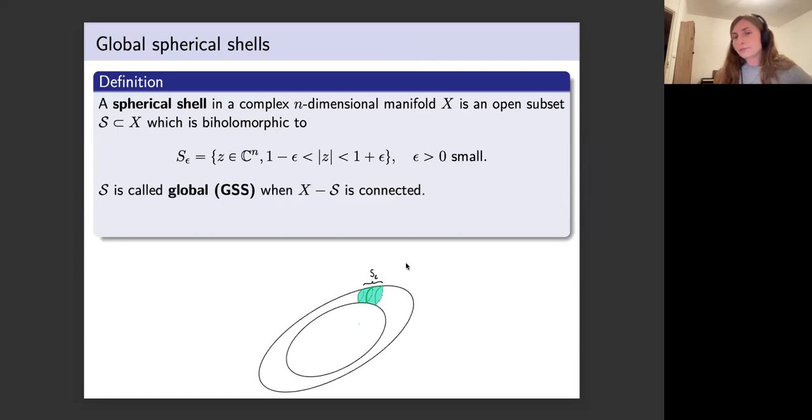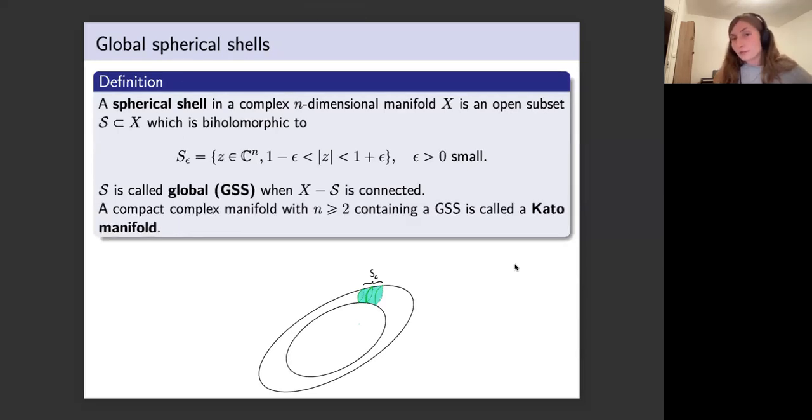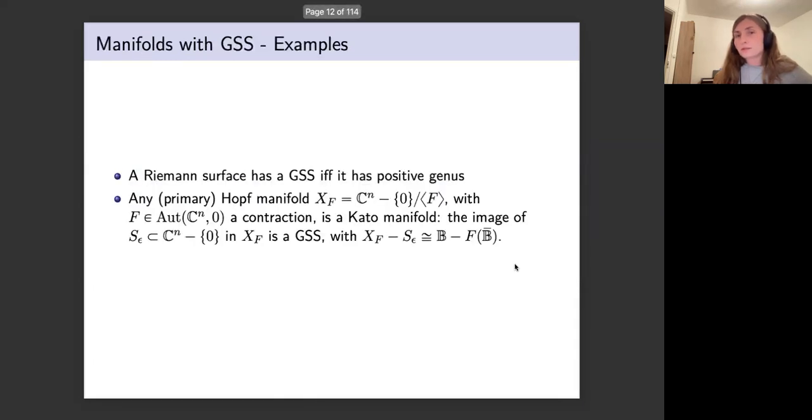In particular, you can think of a torus, for instance, and then any small neighborhood of the circle will be a spherical shell. Or more generally, any Riemann surface with positive genus. But usually we are not interested in dimension 1, rather in dimension 2 or more, because that's when different things start to hold. And such manifolds, containing a global spherical shell, are called Kato manifolds. As I said, Riemann surfaces have those, but we are usually not interested.